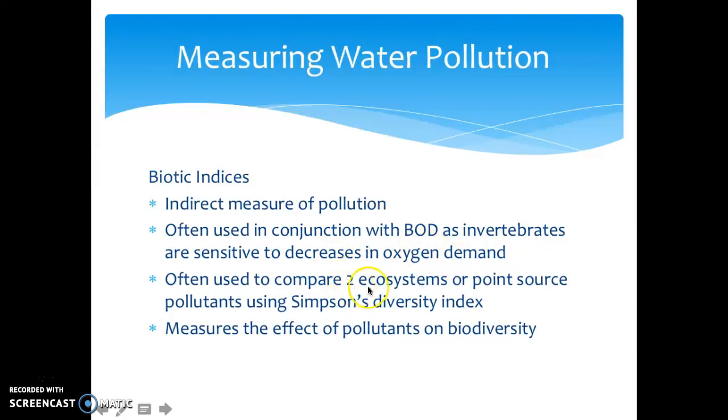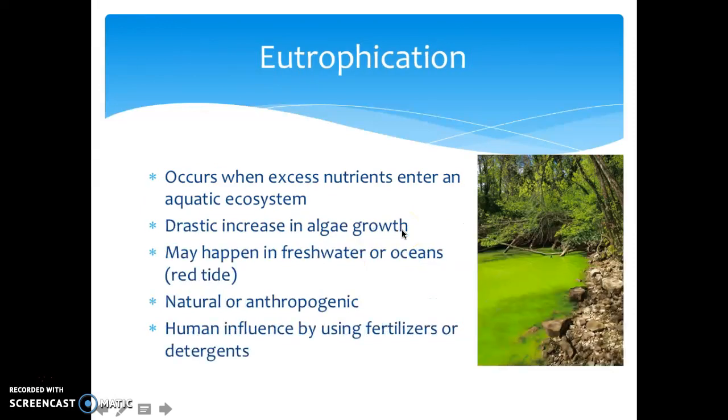Of course, you can use the Simpson's Diversity Index to compare 2 different ecosystems, which would be, again, probably a really pretty good IA. And then thinking about the effects of the pollutants on the biodiversity. Actually, I mean, this would be a wonderful IA guide right there. Then we have eutrophication. So we already looked at eutrophication. So this is just a recap. Eutrophication includes that red tide.